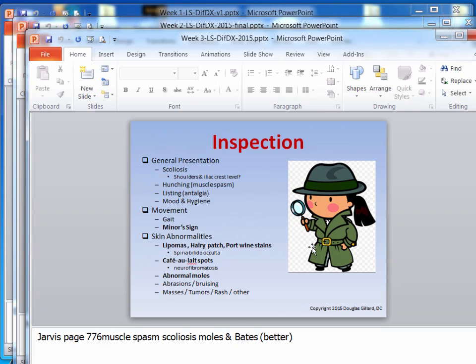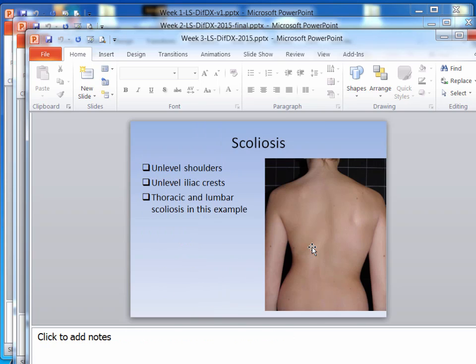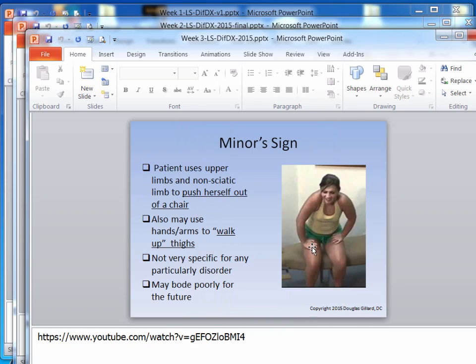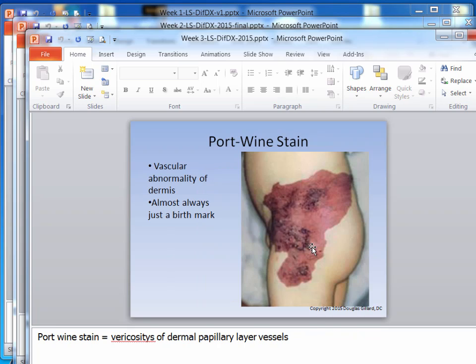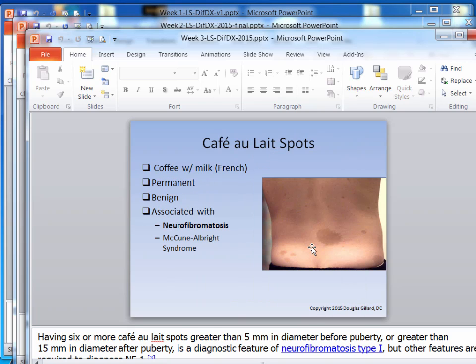Definitely know these red flags again. We hit them again. You should know a little bit about inspection, a little bit about antalgia. Definitely know minor sign. Know the hairy patch, hemangioma. Could mean a spina bifida is under there. Or sacralization or lumbarization as well. Café-au-lait spots associated with neurofibromatosis.